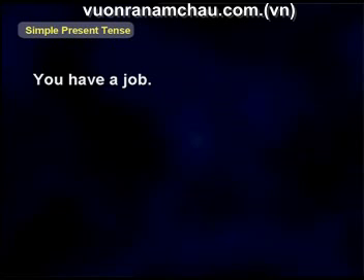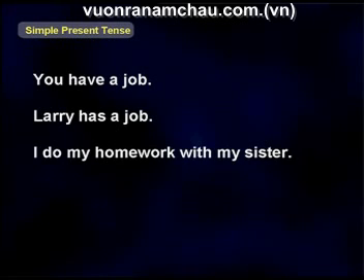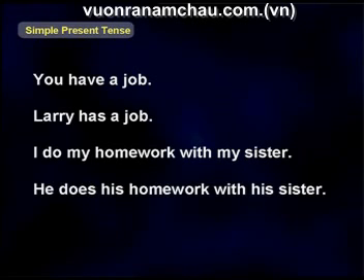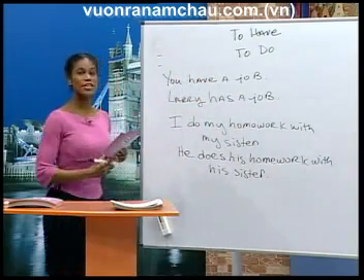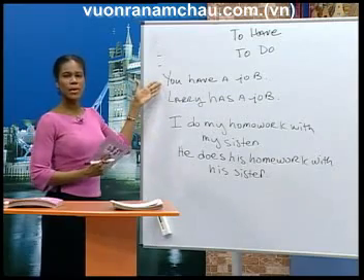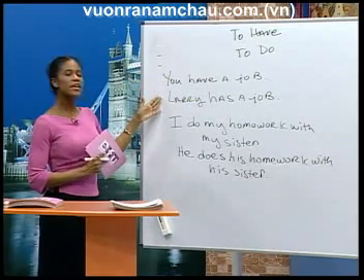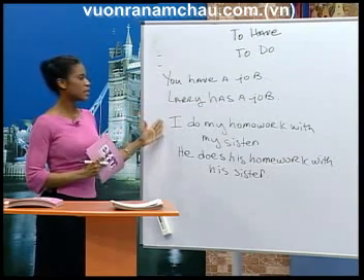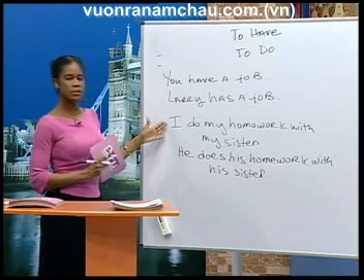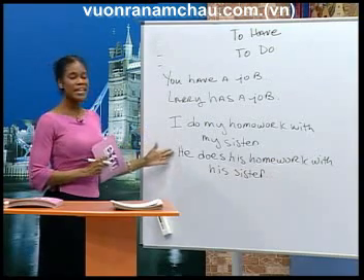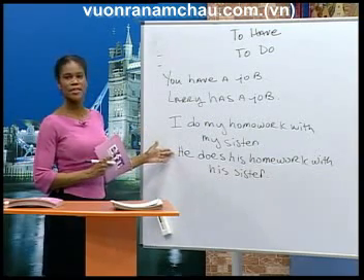You have a job. Larry has a job. I do my homework with my sister. But he does his homework with his sister. Let's review the examples of these irregular verbs. You have a job. Larry has a job. I do my homework with my sister. He does his homework with his sister.